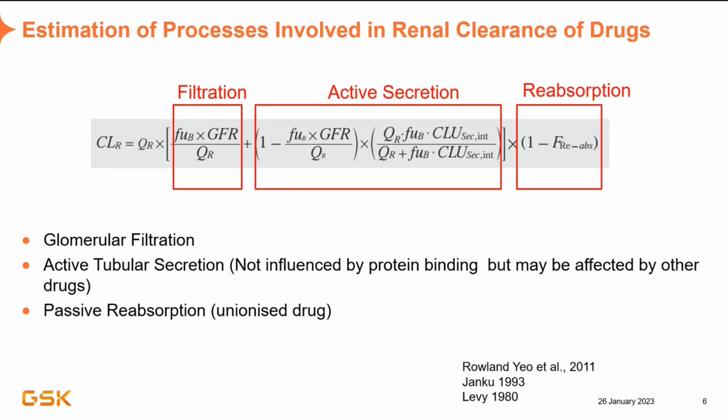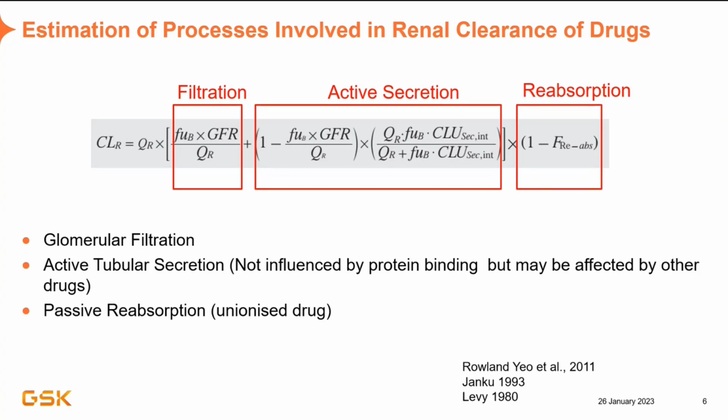There are different processes and mechanisms involved in renal clearance. One of the most important and most well-known is GFR filtration. More recently, the focus of many studies is active tubular secretion. There is also a mechanism of reabsorption going on, which is less understood.